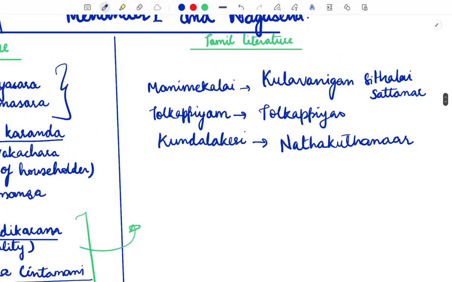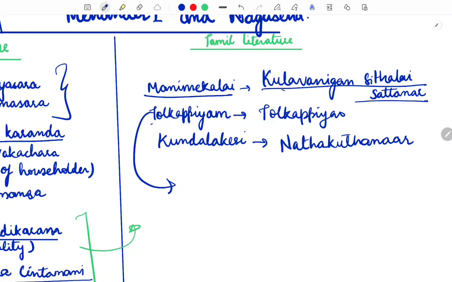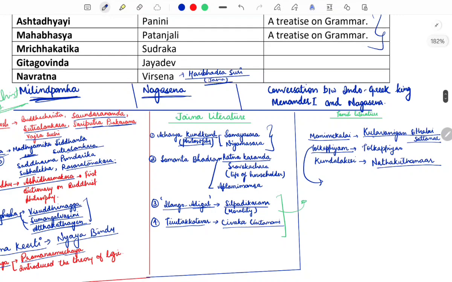So the next text is Manime Kalai, and Manime Kalai was written by Sattanar. Okay, you can read his whole name if you want to, but you can just remember him by the name Sattanar also. Next is Tolka PM, and Tolka PM was written by Tolka PU. Okay, with the same name. And you must have heard about this text. This was a grammar in Tamil, so this was a text of Tamil grammar. Okay, Kundal Kesi was written by Nath Kuthanar. Okay, so these texts were the most important texts for your exam.